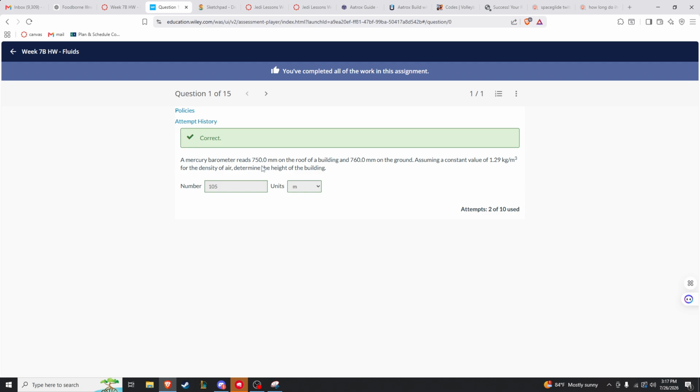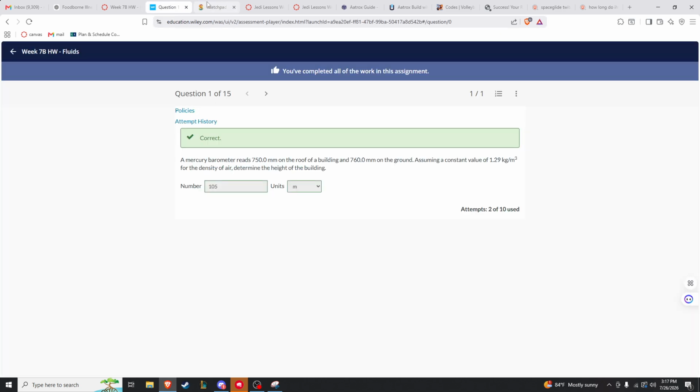A mercury barometer reads 750.0 millimeters on the roof of a building and 760 millimeters on the ground. Assuming a constant value of 1.29 kilograms per meter cubed for the density of air, determine the height of the building. Okay, so in this situation, let's just check out what was given.